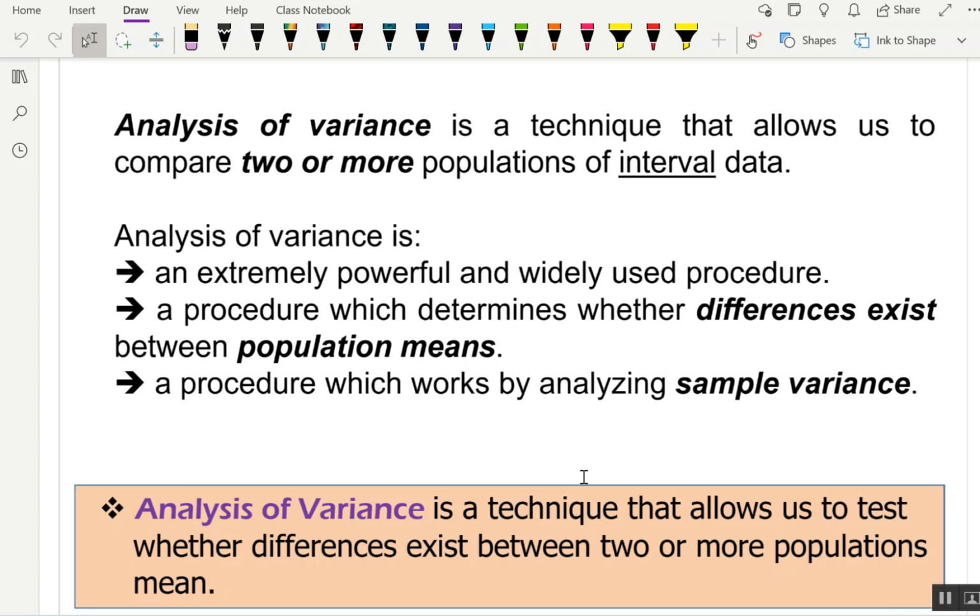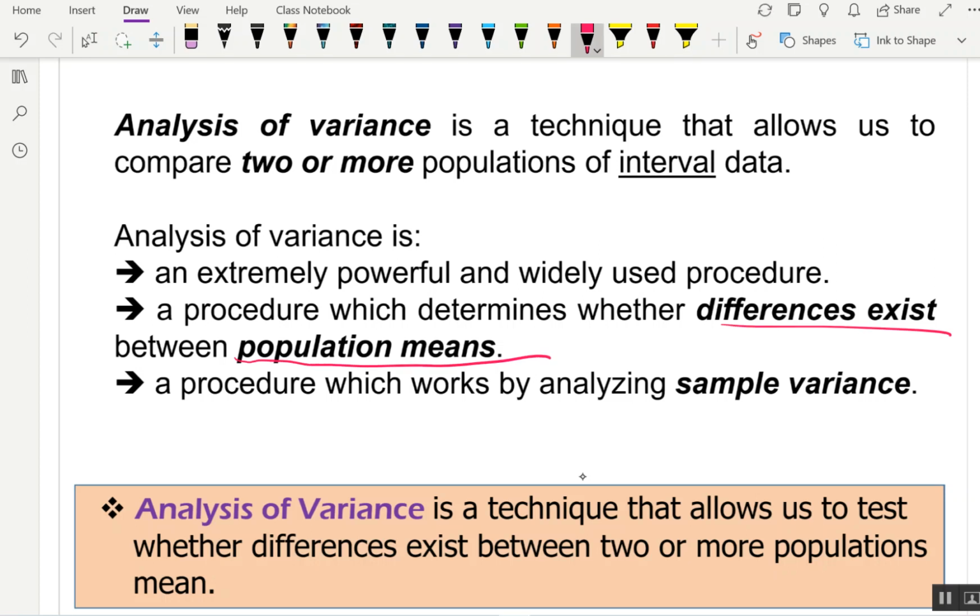Okay, so analysis of variance is a very widely used procedure. Looking at the basic definition that I have mentioned just now, it is a procedure which determines whether differences exist between population means, as written here. Population means, whether differences exist or not between population means.